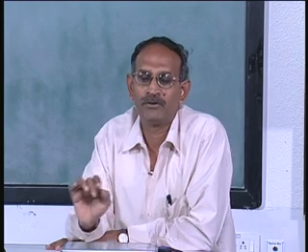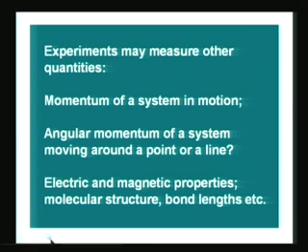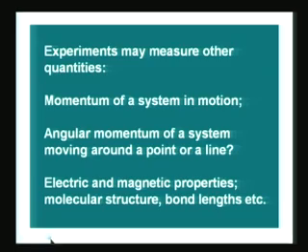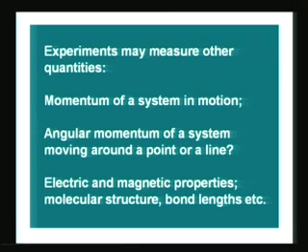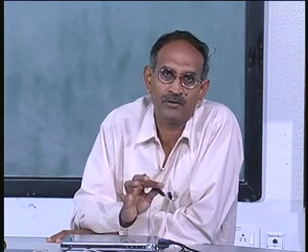Energy is not the only measurable quantity. You have momentum, particle velocity, angular momentum if the particle is moving around a point or about a line, and the electric and magnetic properties of, say, molecules. For example, the molecular structure, the size and shape, the bond lengths and bond angles, all these things are important, and all these are what we call experimental quantities.